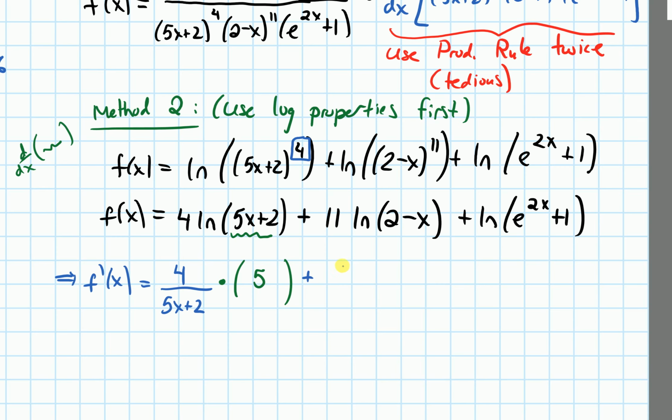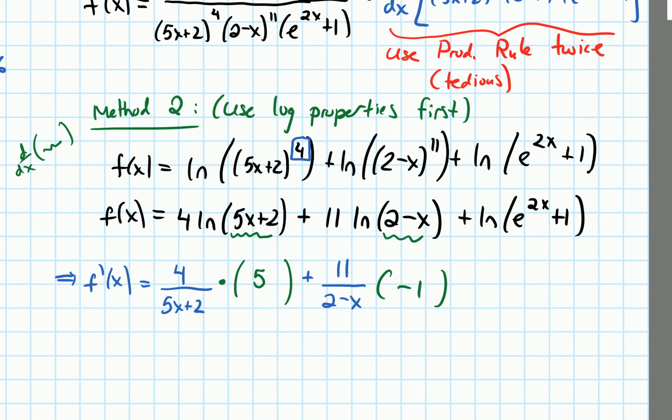Okay, so next term. We have this 11, which stays there because it's multiplying my ln, and it's a constant. And for ln of 2 minus x, the derivative of ln of stuff is 1 over the stuff. So we get 11 over 2 minus x. And then we multiply that by the derivative of the inside stuff, which is negative 1.